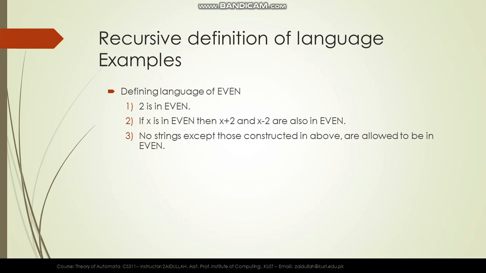The second example is defining the language of even. Let 2 is in even. Now we are making a rule for it. If x is even, then x plus 2 and x minus 2 are also even. And now all the words which will satisfy step 1 and step 2 will belong to this language, and all other words that are not satisfying step 1 and step 2 will not belong to this language.